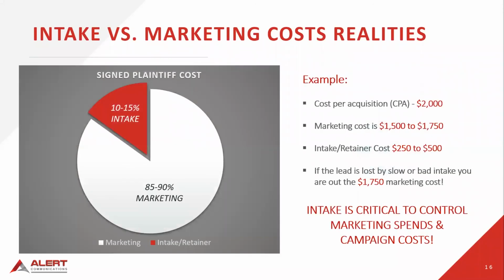So this is what it looks like. Let's just take the marketing cost example. I'm just trying to put a graphic to this. If 10 to 15% of your cost is intake and 85 to 90% is spent on marketing, if the typical cost per acquisition is $2,000, I wanted to use this number because a lot of mass torts kind of fall into this range, in their midlife cycle. And if the marketing cost is $1,500 to $1,750 per case, and the intake retainer is $250 to the high side of $500 with really tight, strict intakes.